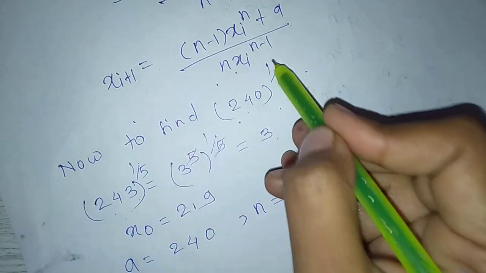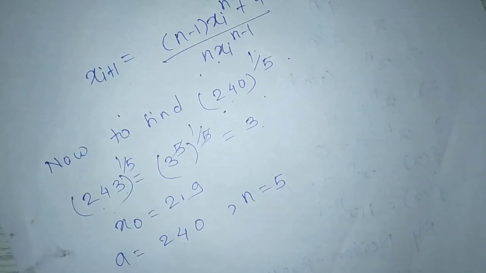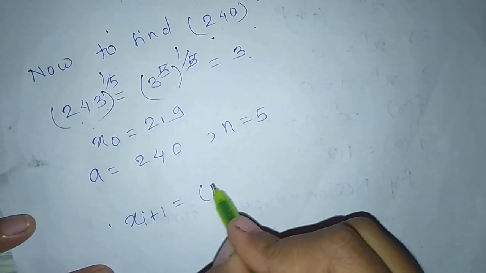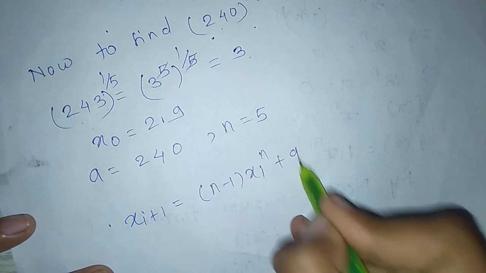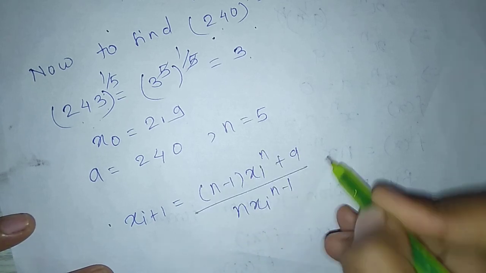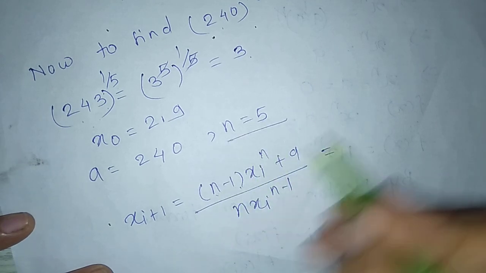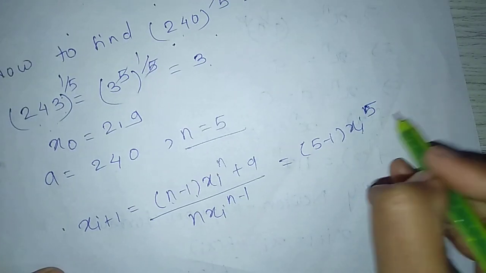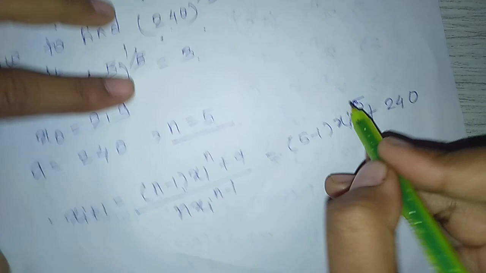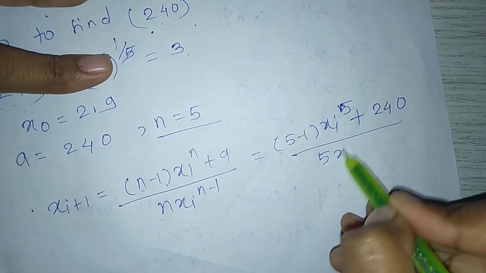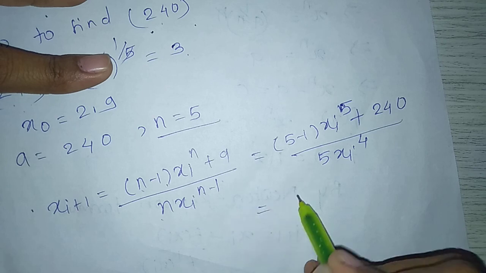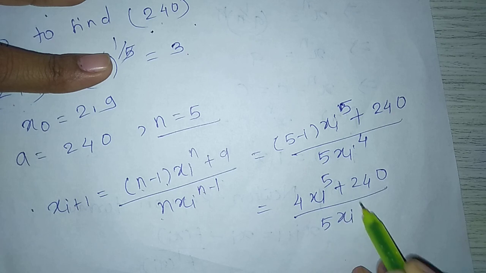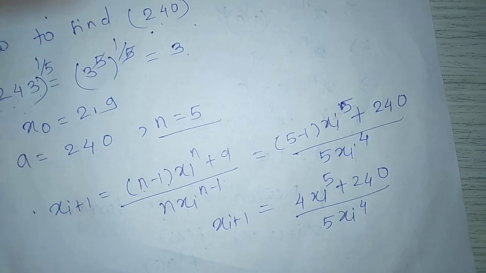So the formula becomes, first write the formula, x_{i+1} = ((n-1) x_i^n + a) / (n x_i^(n-1)). n is 5, so 5 minus 1 is 4, and x_i raised to 5 plus a, which is 240, upon n, which is 5, x_i raised to n minus 1, which is 4. That means x_{i+1} = (4 x_i^5 + 240) / (5 x_i^4).